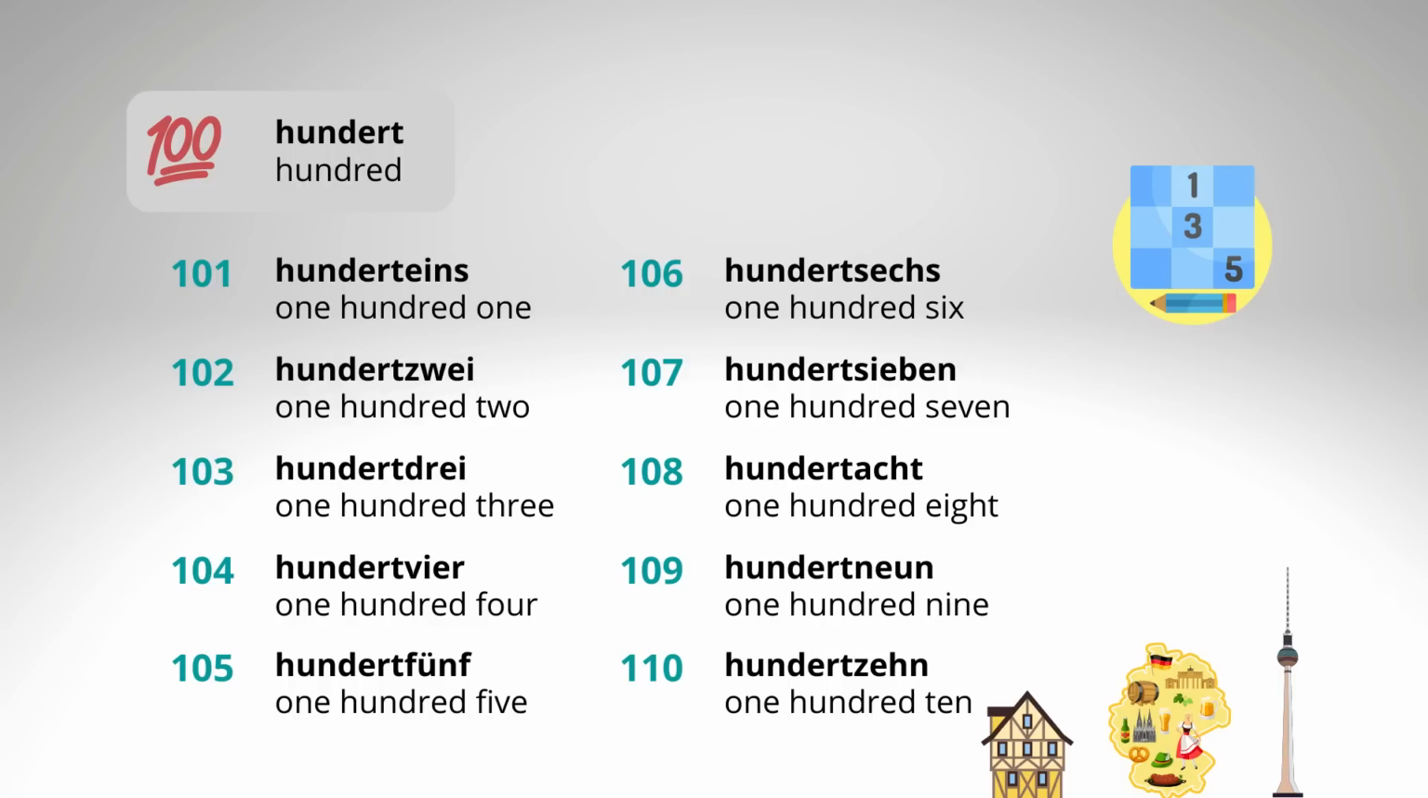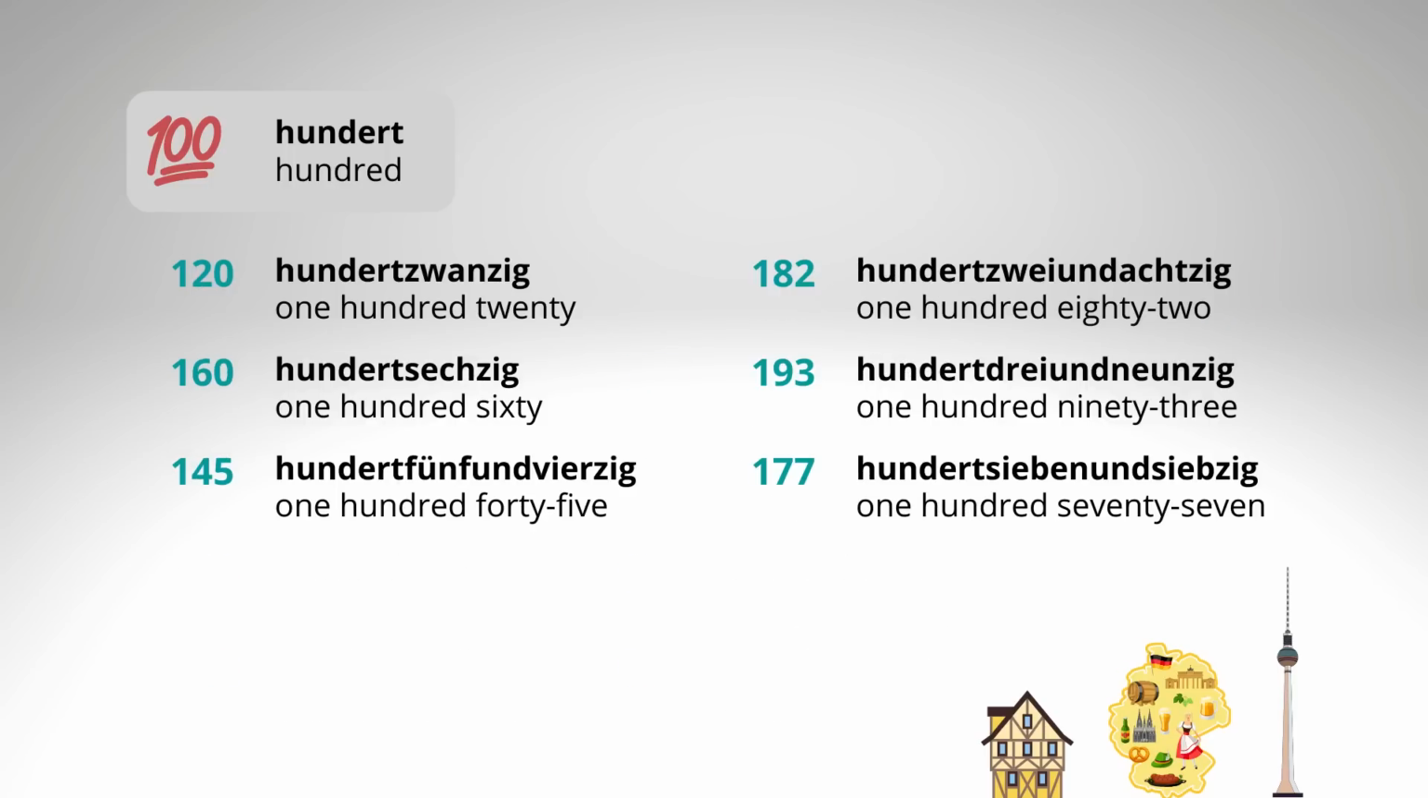So we get 101, 102, 103, 104, 105, 106, 107, 108, 109, 110, 111, 112. You get the idea. Let's practice that a little. If you want to get the German translation for the number 120, you first start with 100, and then you just add the German word for 20. So you get 120, and you write it as one word.